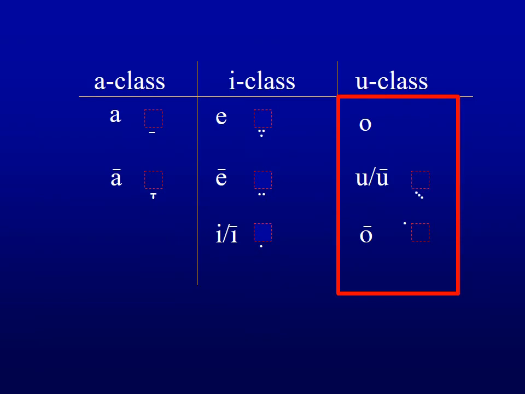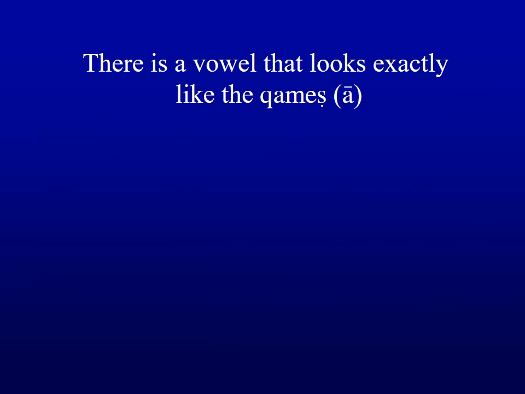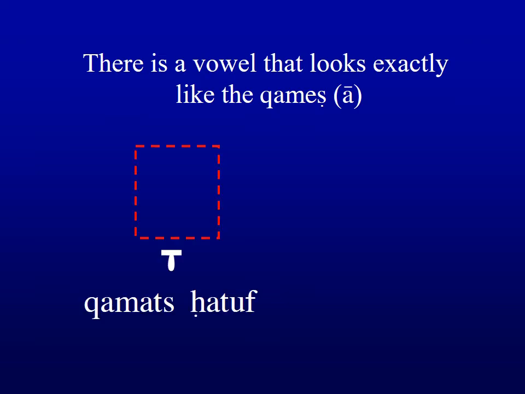So if we put our shurek into our chart, we've just got one vowel left, which is the short O there at the top of the U class. Unfortunately, the short O looks exactly like the long A kamatz. So this letter is called a kamatz hatuf, and it is exactly like the kamatz. It is a little T-looking thing down below the consonant. It's pronounced like the O in loft, so kind of an ah sound. We will learn how to distinguish the kamatz from the kamatz hatuf as we go.